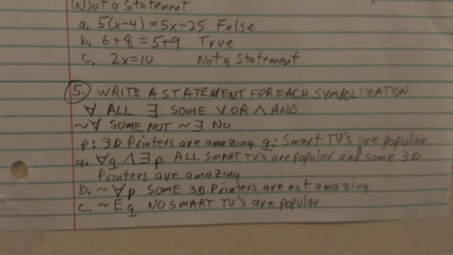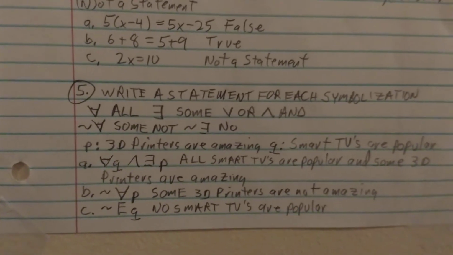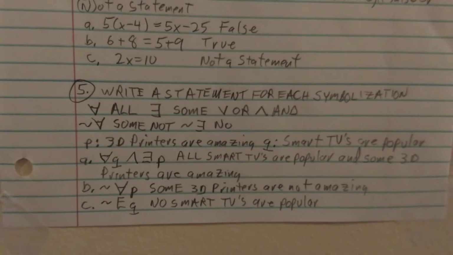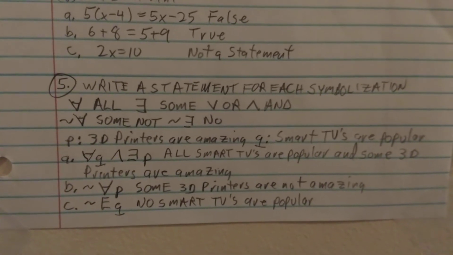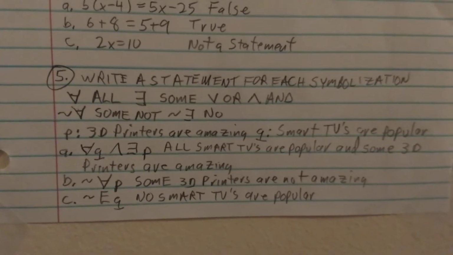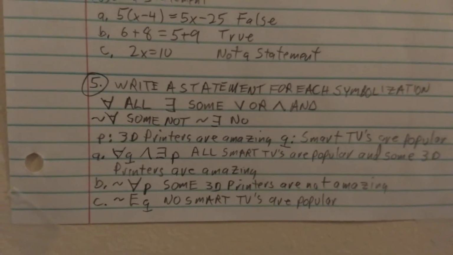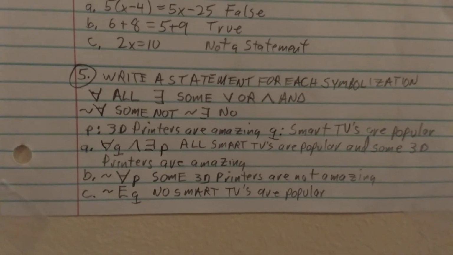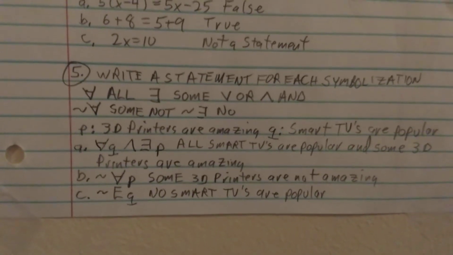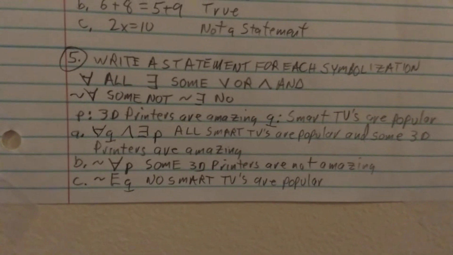Now for 5, it says write a statement for each symbolization. Now the upside down A means all, the backwards E means some, this kind of V means or, and the upside down V means and. The wiggle A means not A, or some not, and wiggle E, or not E, is no or none.